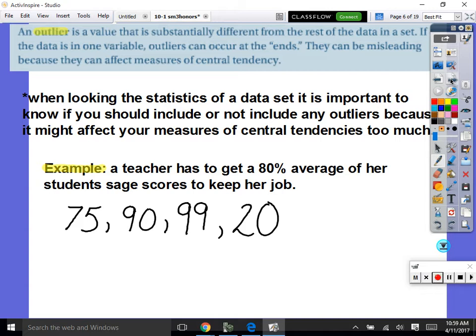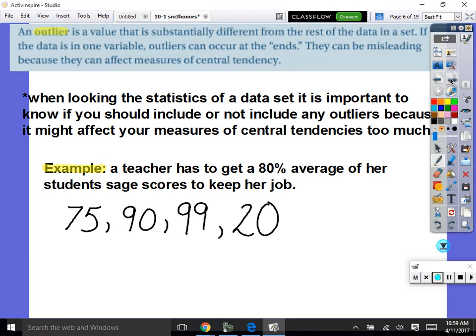Now you have to be careful because sometimes outliers will affect your data in an unfair way. It really just depends on the situation. Should we keep the outlier or throw it out? Because an outlier can take your data set and make it an outright liar. That's one way I think of it.